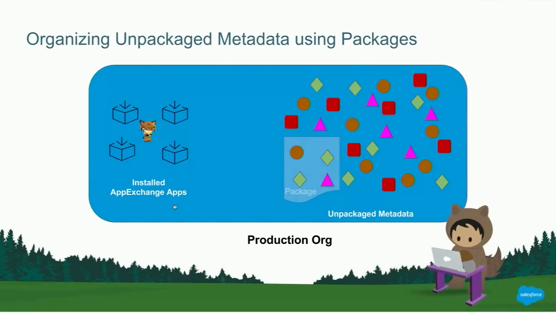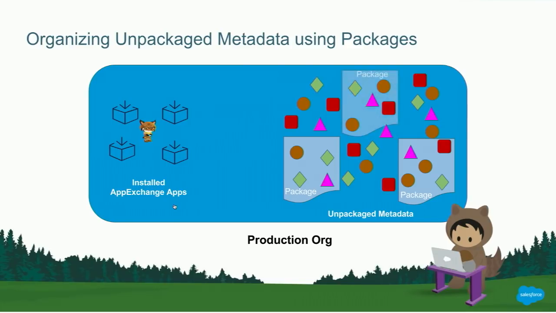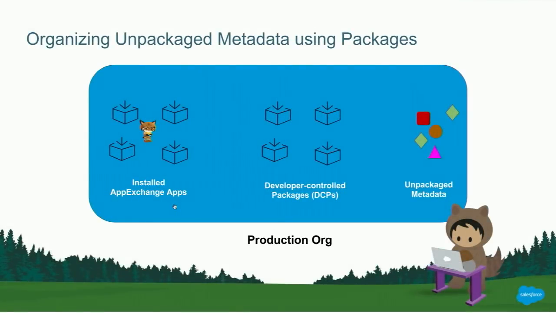So with DCPs, it is not only possible for you to put net new metadata into a package. We thought about this. So we'll enable it to pull in metadata that already exists in your production org and start putting it in a DCP. And the best thing about this is you can do this in an iterative fashion. You don't need to do this in one shot. You can build it slowly. And as you're doing it, you will get to a stage where you have a set of packages that you have built homegrown, and then you have a set of metadata that's still available in unpackaged metadata.